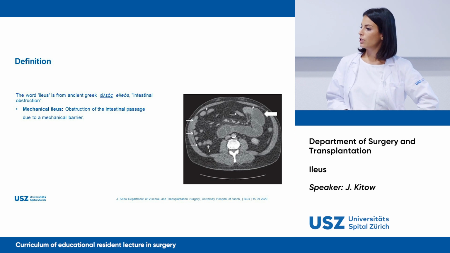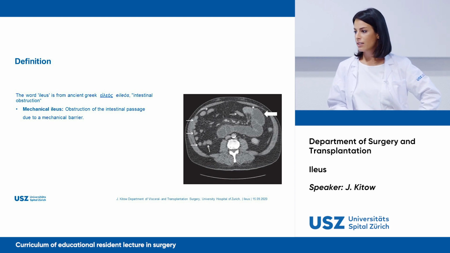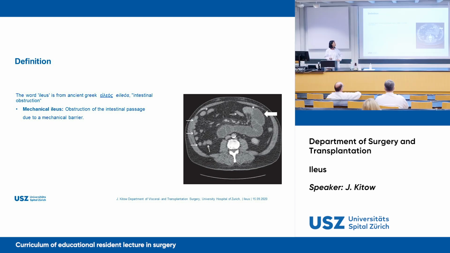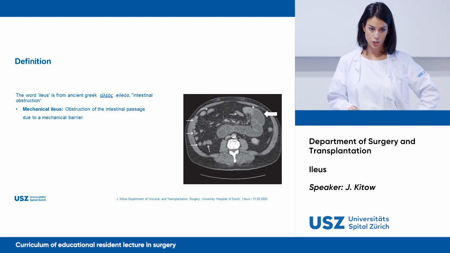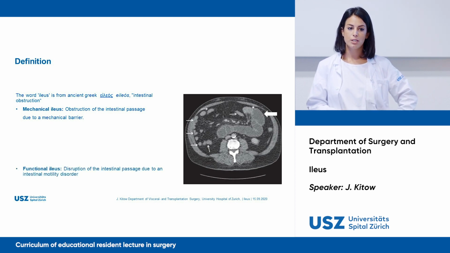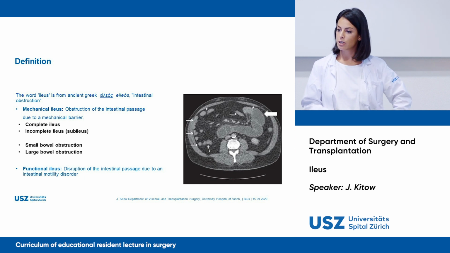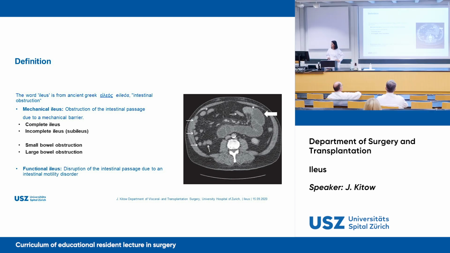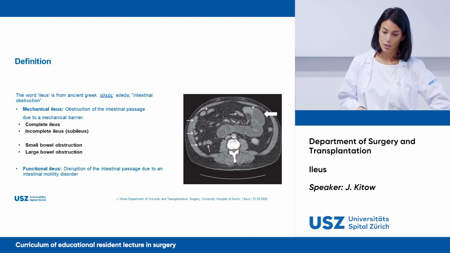The word ileus comes from the Greek ileus, which means intestinal obstruction. In German-speaking countries, when we talk about ileus, we mostly refer to the mechanical ileus, which is, as the word already says, a mechanical disorder or a mechanical stop of the intestinal passage, or the functional ileus, which is a motility disorder. The mechanical ileus can be subdivided into the complete or incomplete ileus, which we also refer to as subileus, or, according to location, into small bowel obstruction or large bowel obstruction.